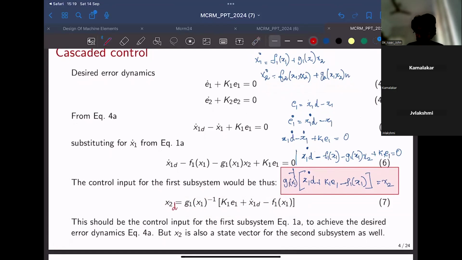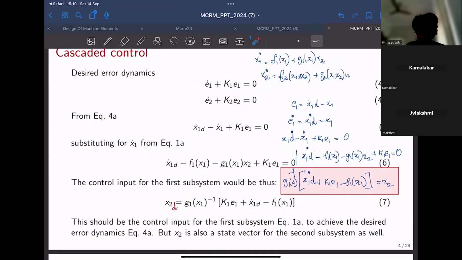And with the second subsystem, what I do is try to force the state of the second subsystem, x2. So if you consider this to be x2 actual, I'll try to force this x2 into this x2 desired using this control input U. That is what we are trying to do.